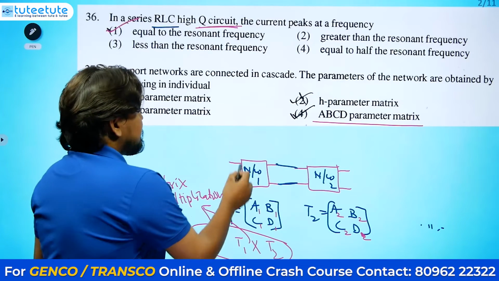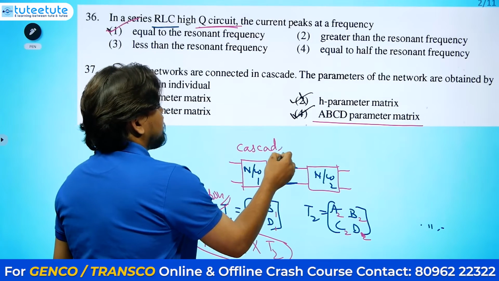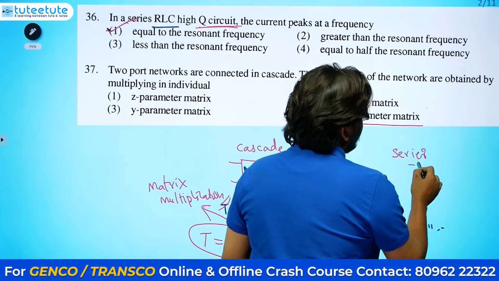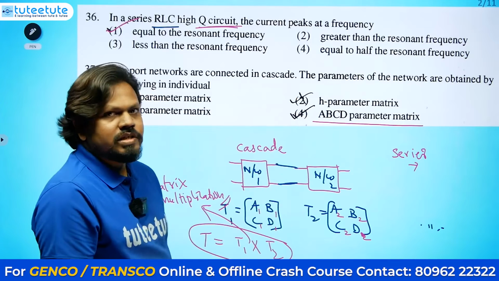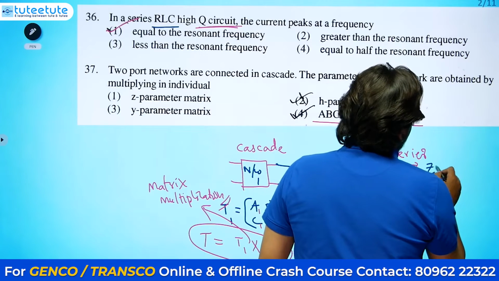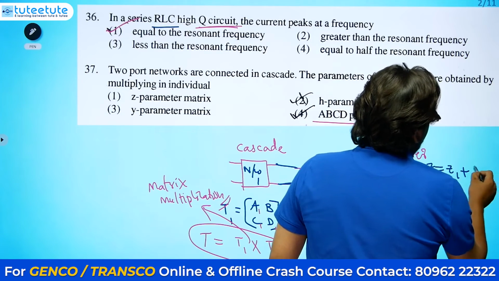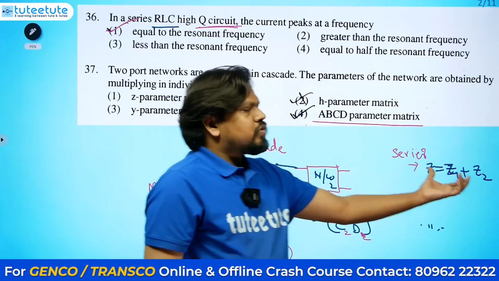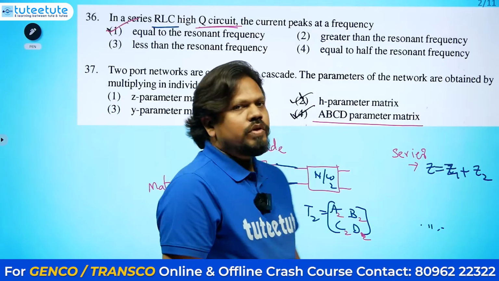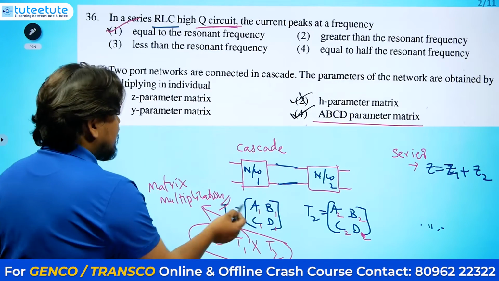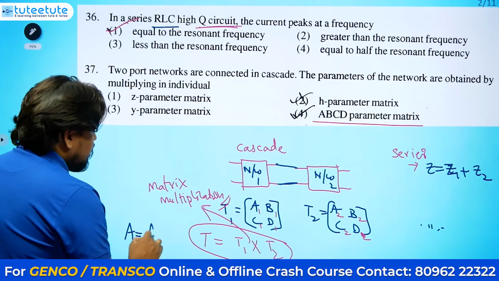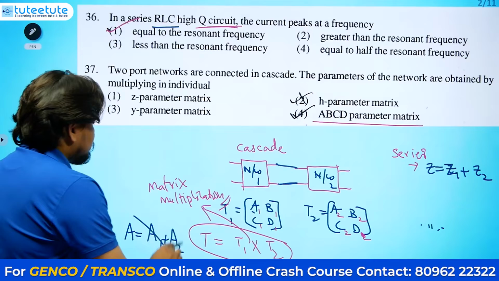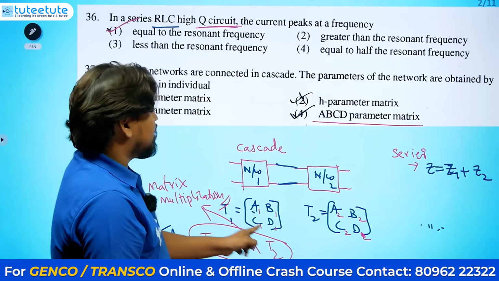So this is cascade connection, right? Whenever two-port networks are connected in series, then the Z parameters of that network equal Z1 and Z2, the first one and the second one. Both matrices we can add, or individual parameters also we can add. Here someone may say the combined A parameter equals A1 plus A2. Can we add like this? This is wrong. For cascade we cannot do like this, only matrix multiplication we have to do.